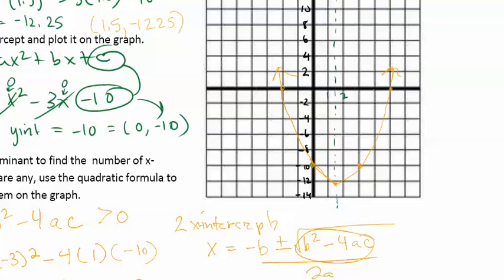Let's label our important points. Remember, we had a y-intercept of (0, -10). We had a vertex of (1.5, -12.25). We had an extra point, which was (3, -10). We had another point of, it looks like (5, 0), our x-intercept, sorry. And our other x-intercept was (-2, 0). So all of my points are labeled. I have 5 points, and so I'm good to go.